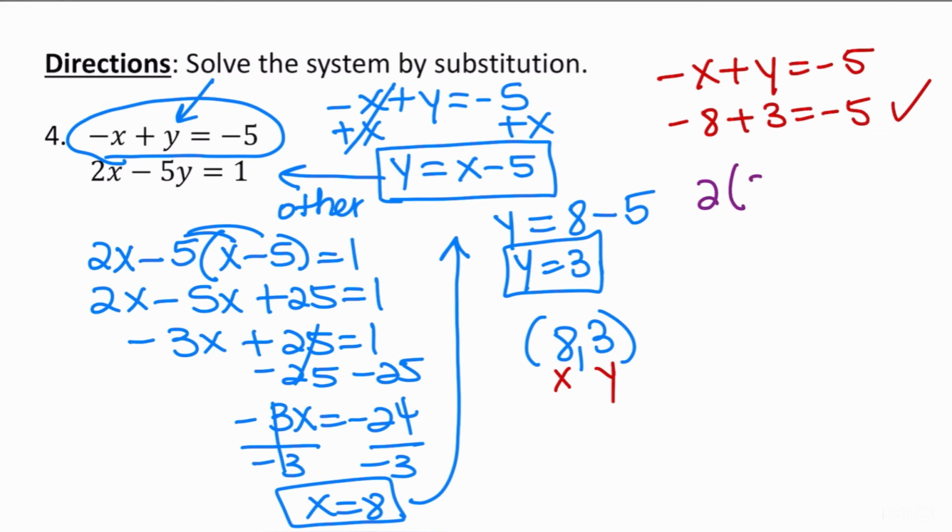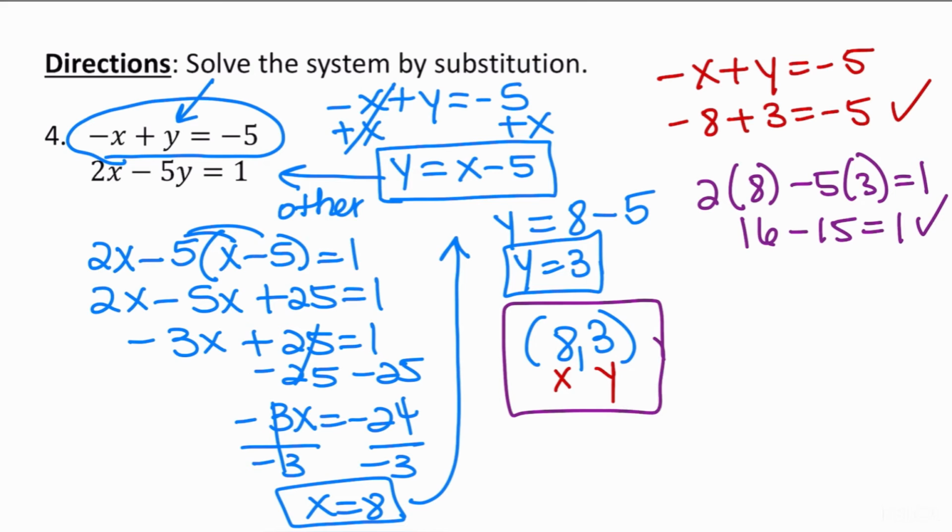2 times x, which is 8, minus 5 times 3, which is y, is equal to 1. This is 16 minus 15 is equal to 1. That is also true, so I am confident that this is in fact my solution. And because I have exactly one solution, I am going to call this system consistent and independent.